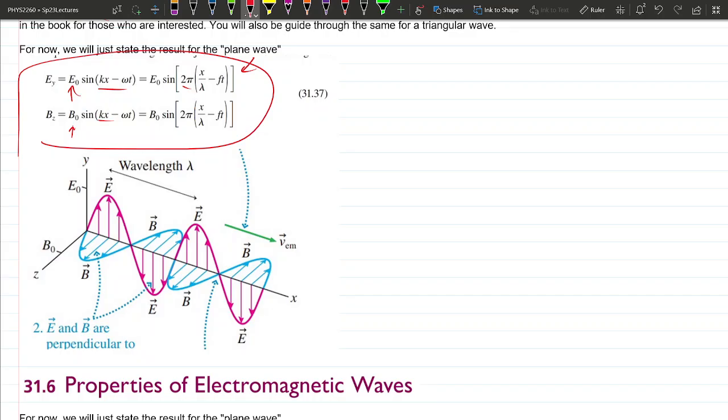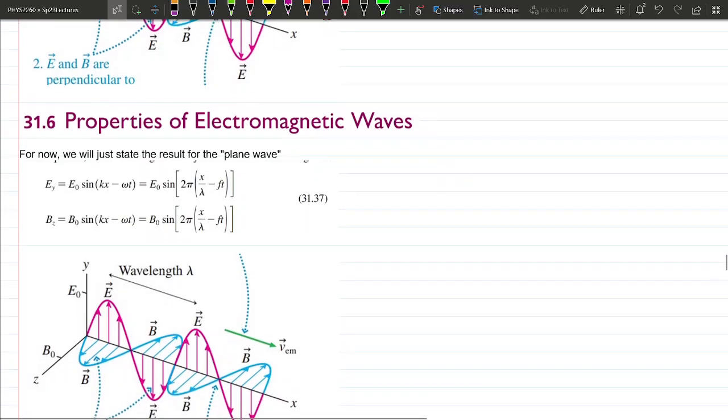The wavelengths are staying the same, because they both have the same wave number. We're going to set up the coordinate system so it propagates along the positive x direction. If you want the wave to propagate along the z direction, you would just write the same equation where we replace x with z.